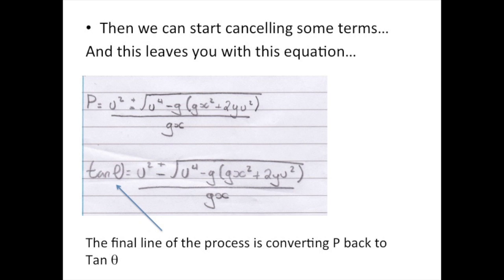Now we are left with something in which we can start cancelling the terms. So it gives p equals u squared plus or minus the square root of u to the 4 minus g times gx squared plus 2y u squared, and that's all over gx. And then let's replace p for tan theta, and you get the second equation there.